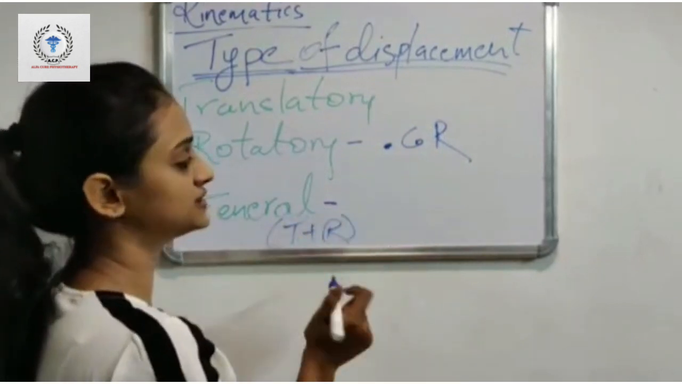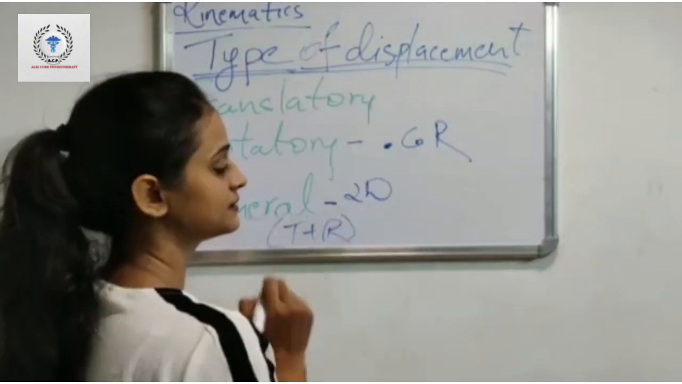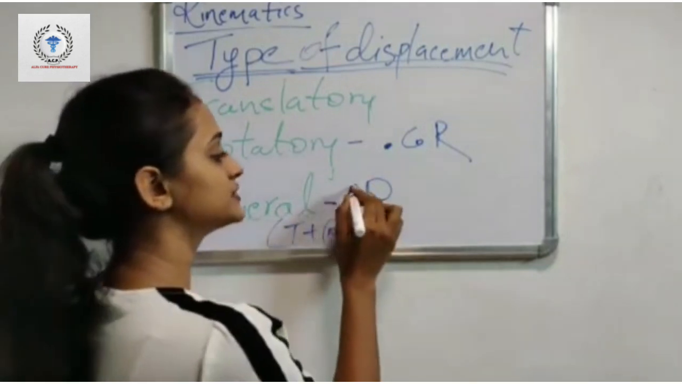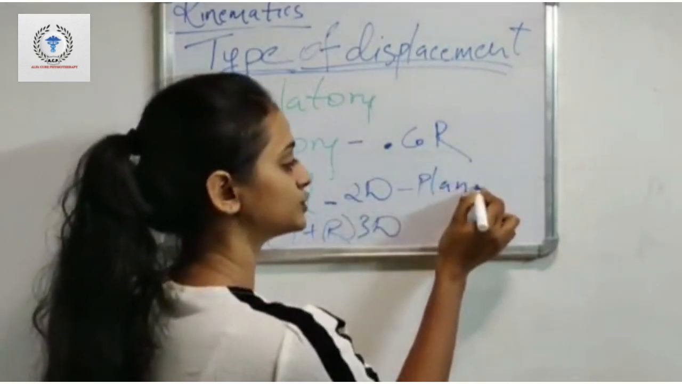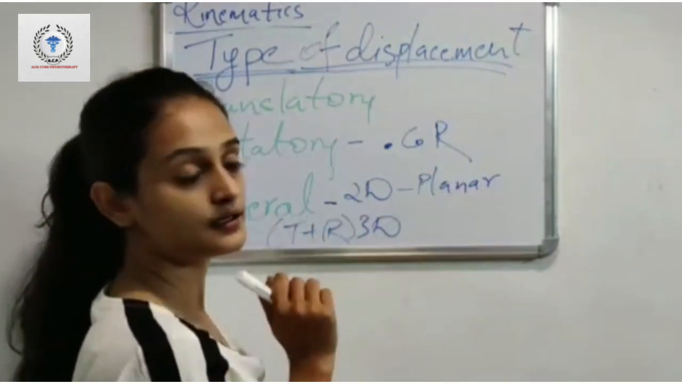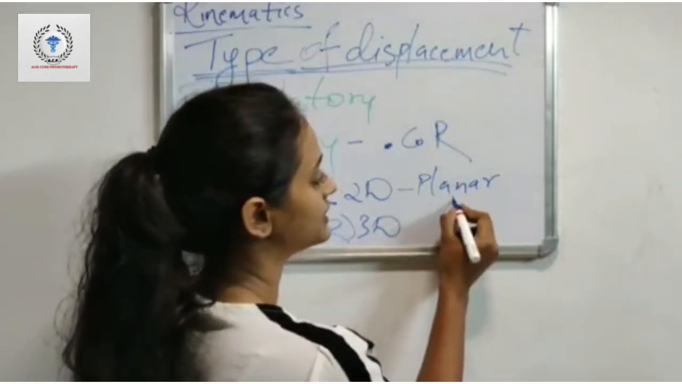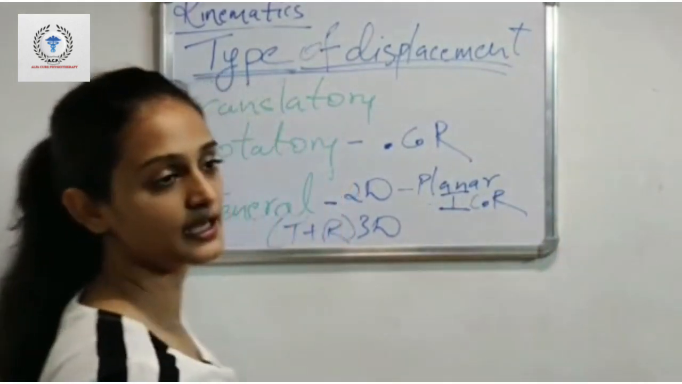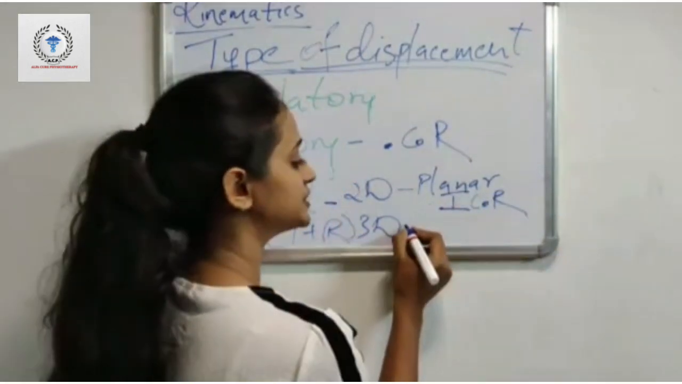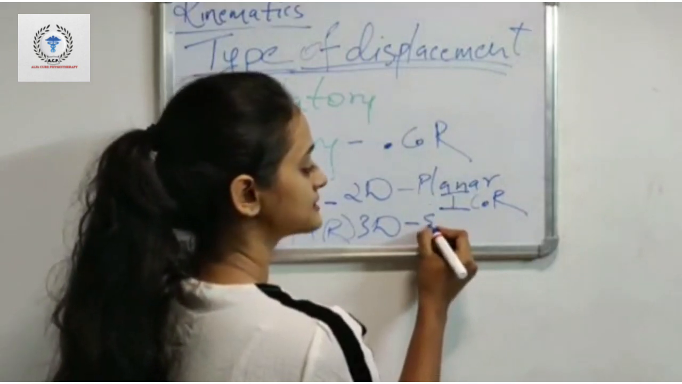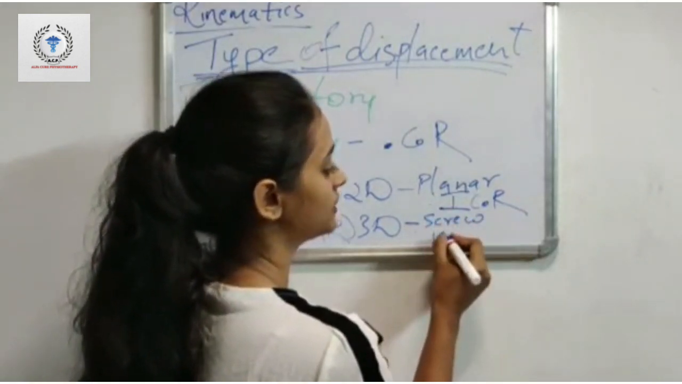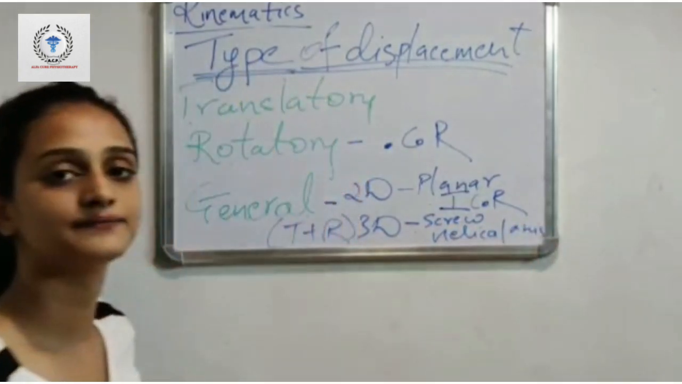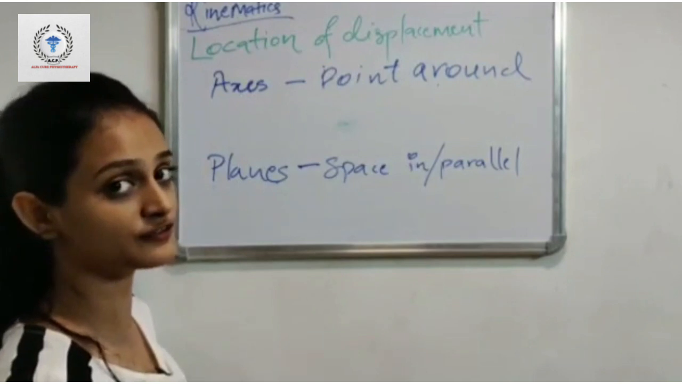In general motion, the movement takes place in 2 dimensions or 3 dimensions. In 2 dimensions, or planar motion, the axis is called the instantaneous center of rotation, and in 3 dimensions the axis is called the screw axis or helical axis.